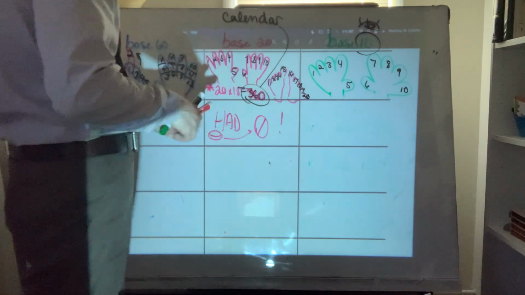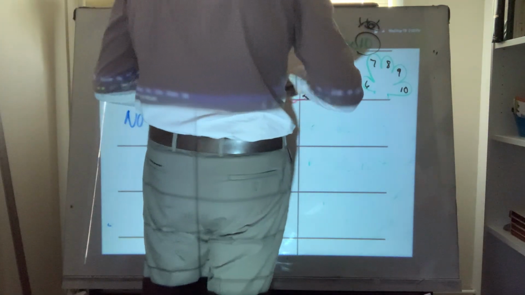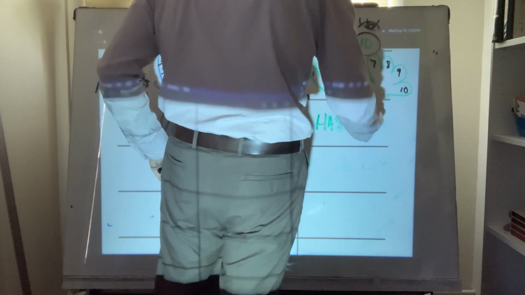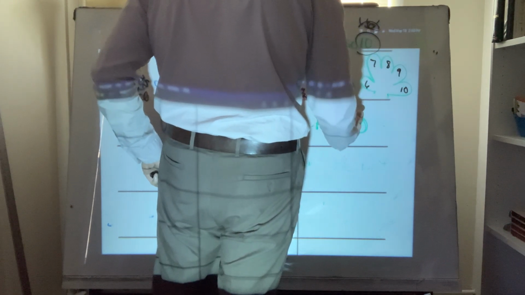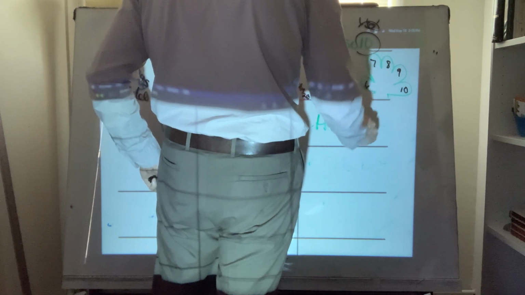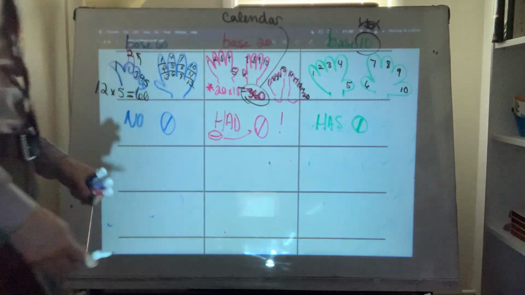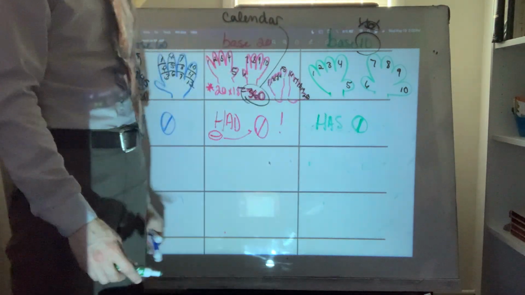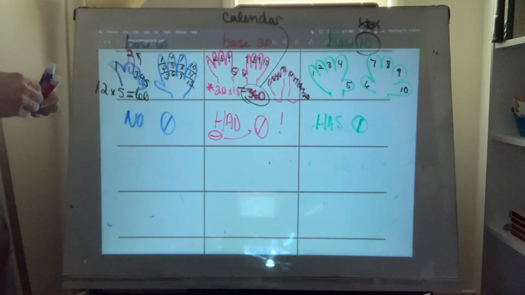Our system has a symbol for zero. And we can thank the Hindu-Arabic culture, especially in India, where it most likely started. This number system, base 10, for that, it's important, you need zero.